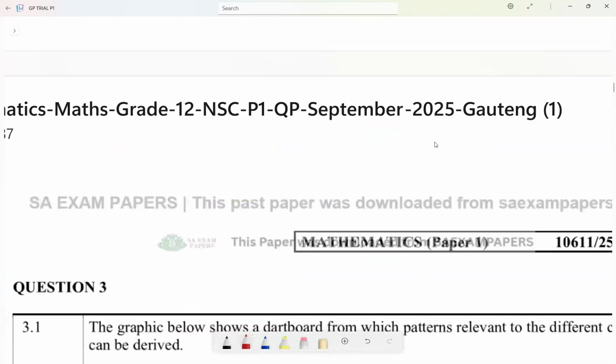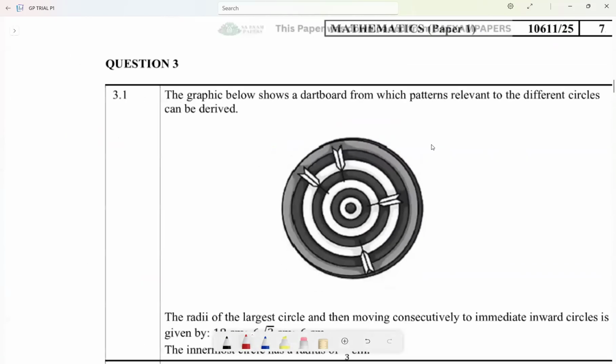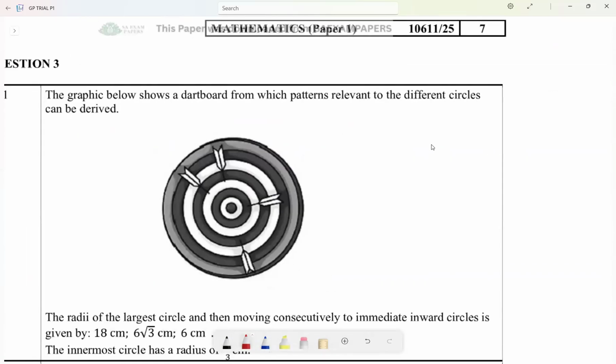Cool, let's move on. Question 3. The graphic below shows a dartboard from which patterns relevant to the different circles can be derived. So we have this particular thing that they call a dartboard. It has circles, and each and every circle here has a different diameter.